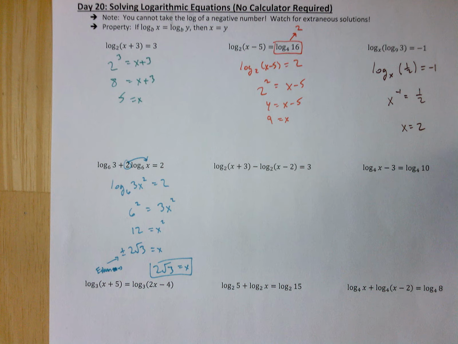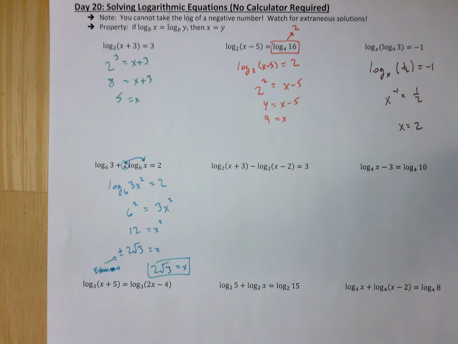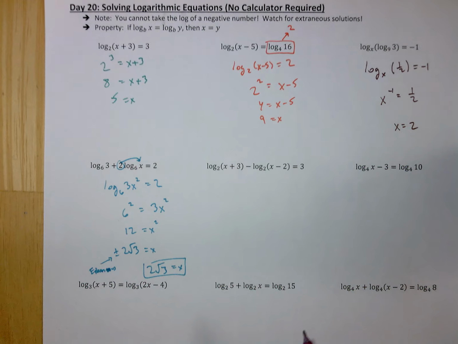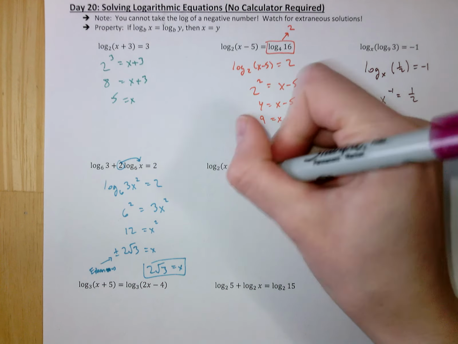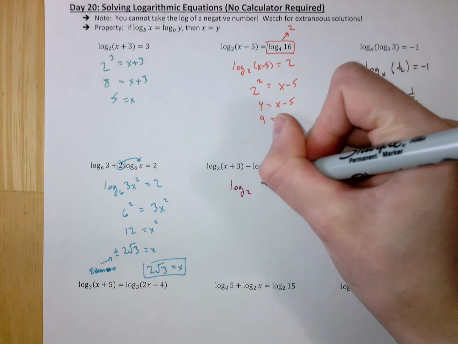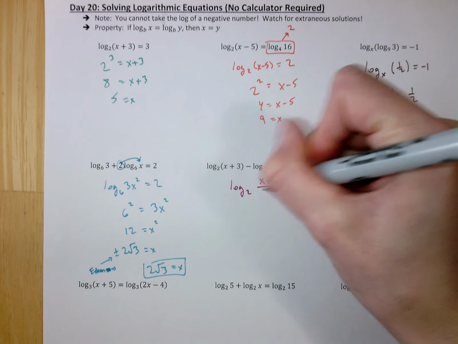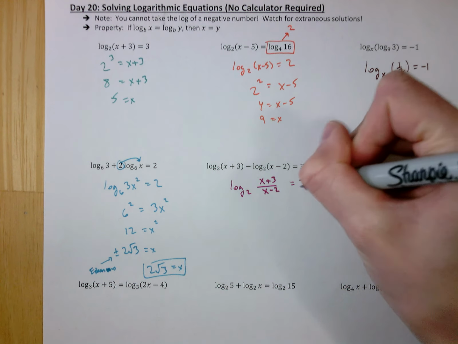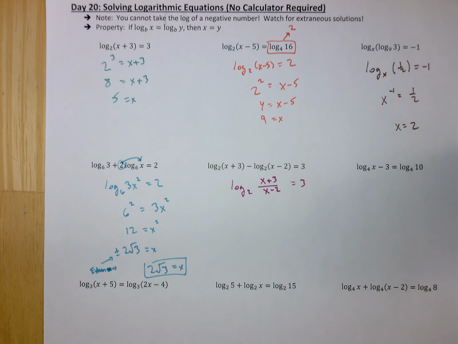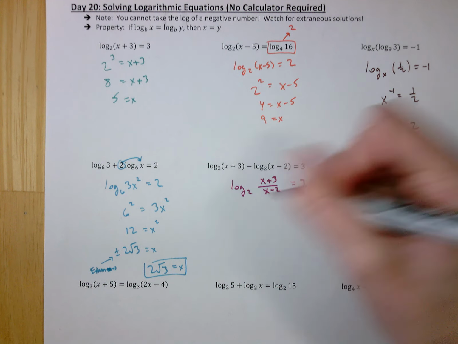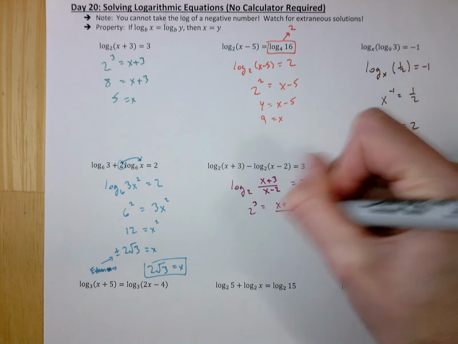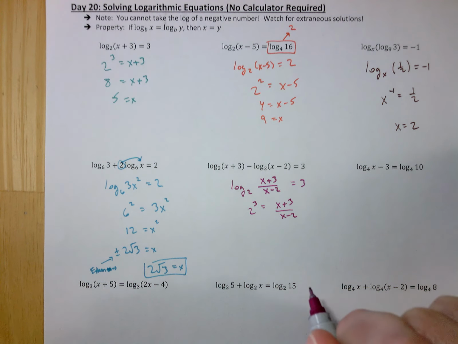All right, cool. Next one, this one. Same deal here. I've got these 2 logs, and I'm going to combine them together into one big log. Subtraction. So I'm going to make it log base 2 of x plus 3 divided by x minus 2 equals 3. Okay, convert that. I'm going to get 2 to the 3rd power equals x plus 3 over x minus 2.